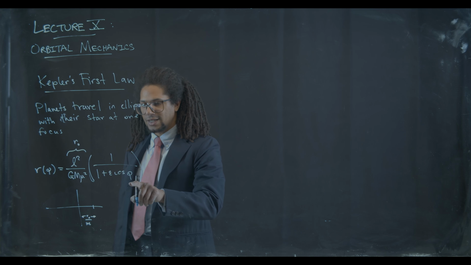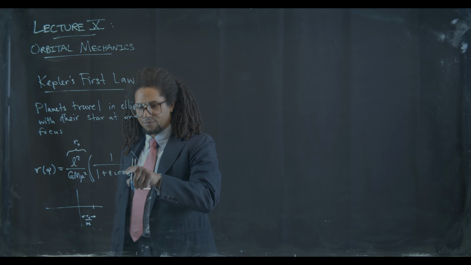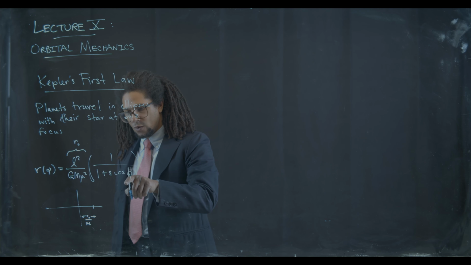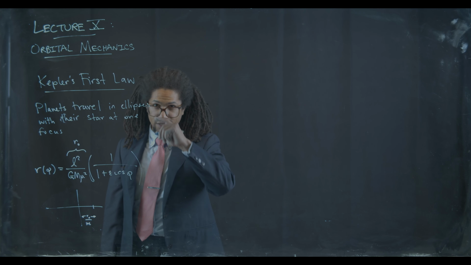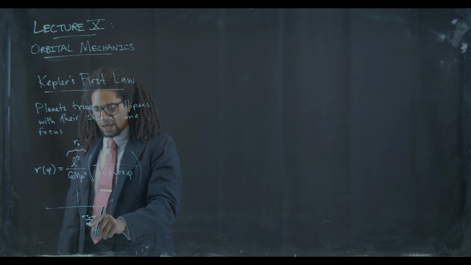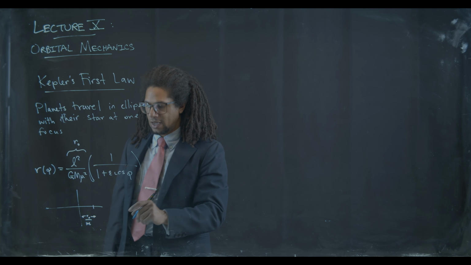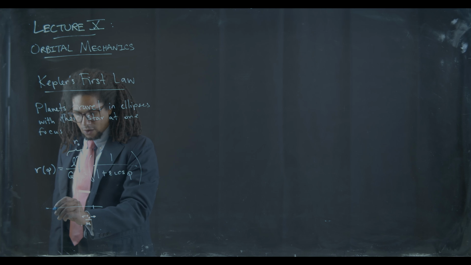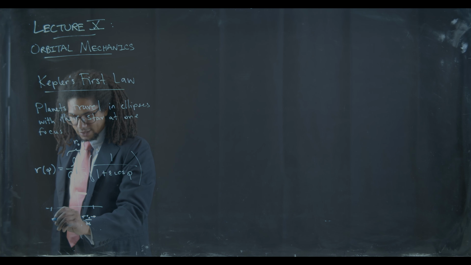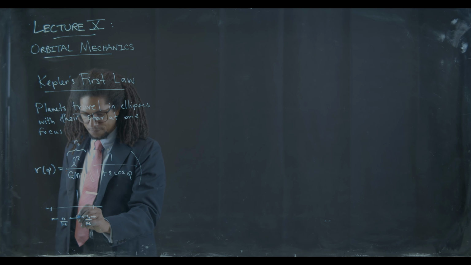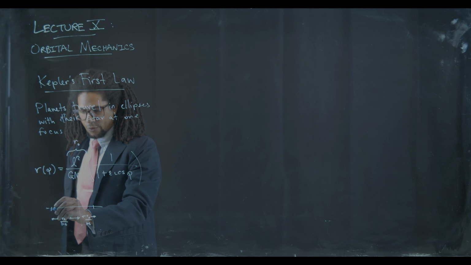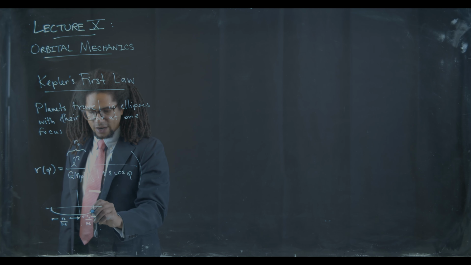Now, when phi is equal to pi, we are instead at r naught over 1 minus epsilon, which must be bigger because epsilon is between 0 and 1. And so a smaller denominator is going to make the whole object bigger. Okay, so over here, this length is r naught over 1 minus epsilon. Great. And what we find is we have an ellipse that sort of connects these two.